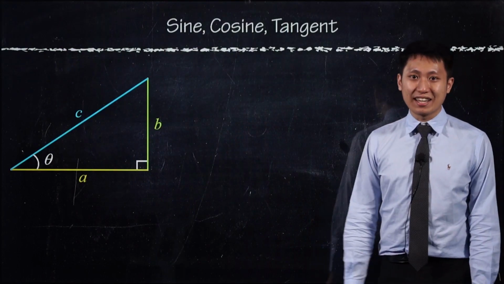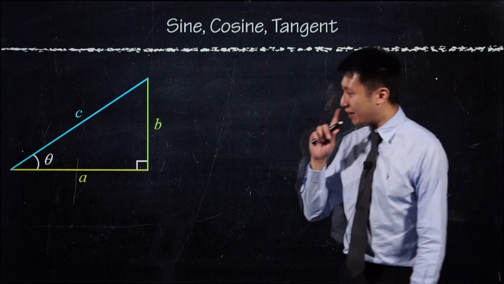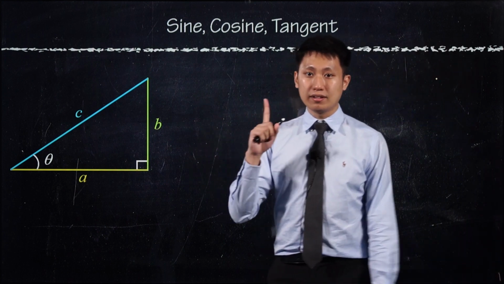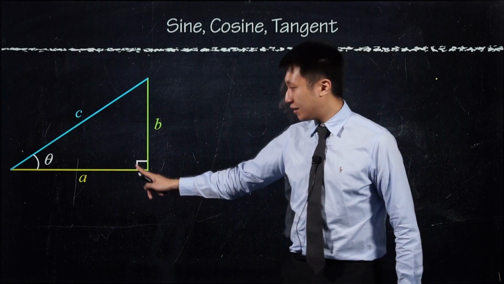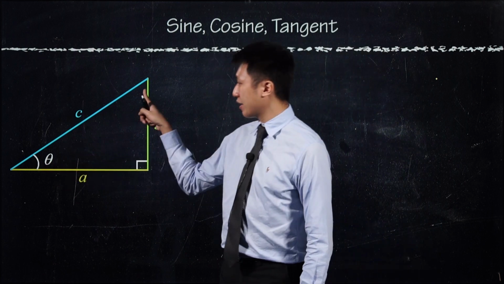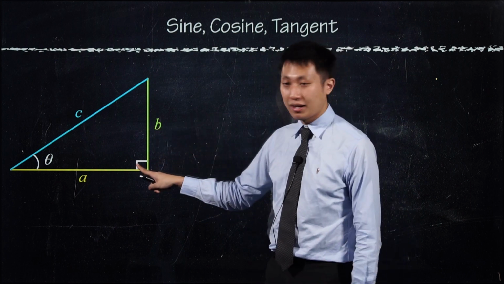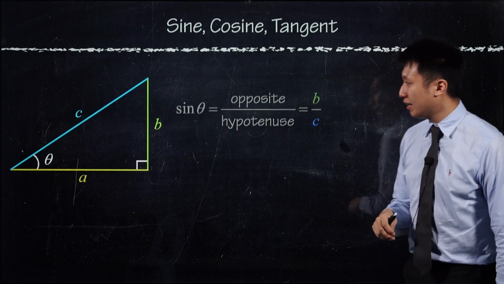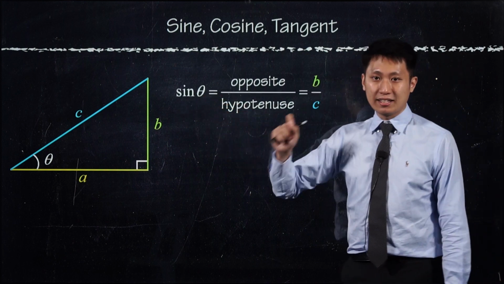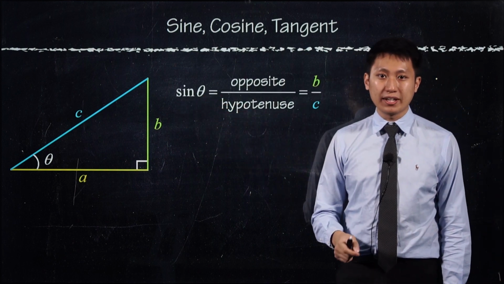Okay, sine, cosine, and tangent. Nothing really fancy here. Again, the triangle must be a right triangle. Then you have an angle here, either here or here, it doesn't matter, as long as it's not the right angle. You name that one to be theta. Sine theta is opposite divided by hypotenuse.